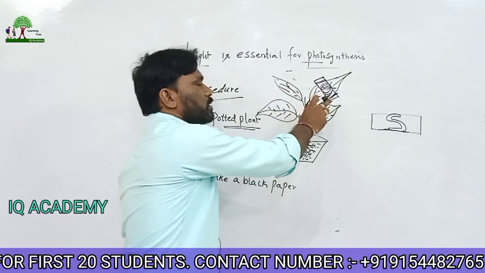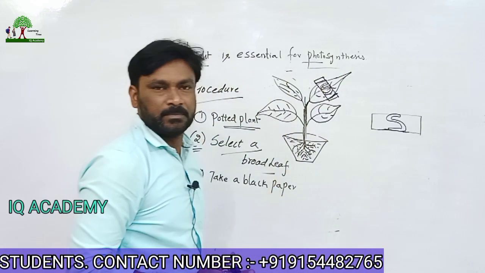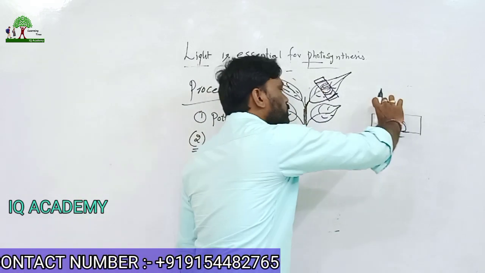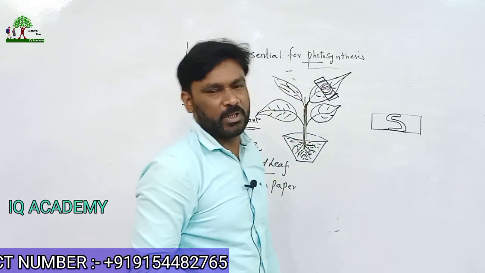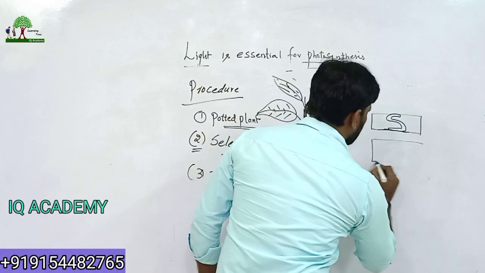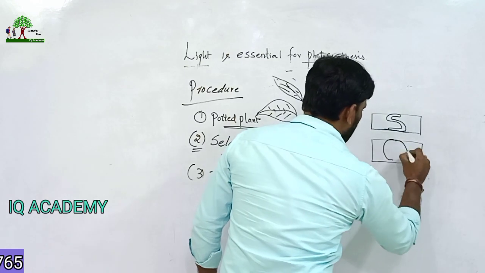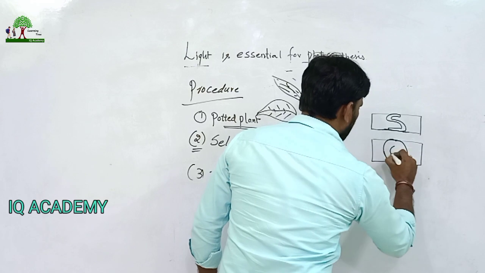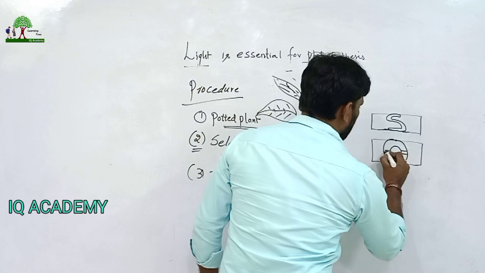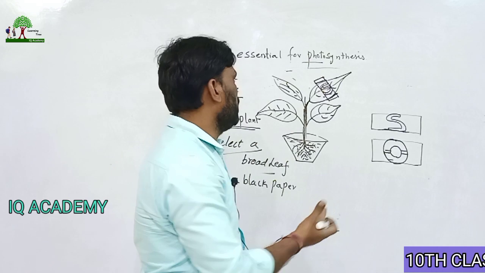Now keep this experiment. You should not cut the leaf from the plant, and you have to take a paper and cut it into one shape, with any alphabet or with zero also. You can cut like this, like this also, you can cut like this also, and paste. Whatever shape we need.